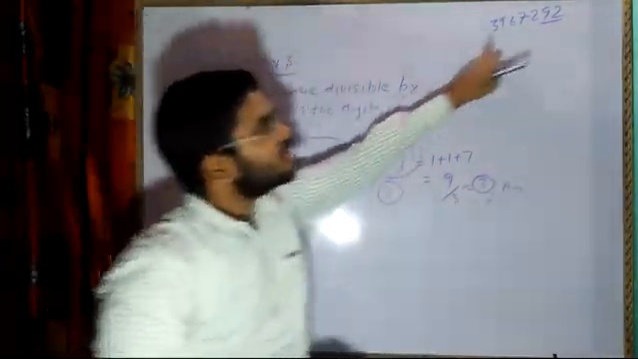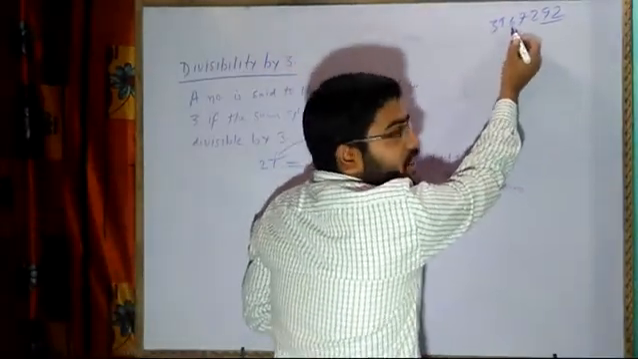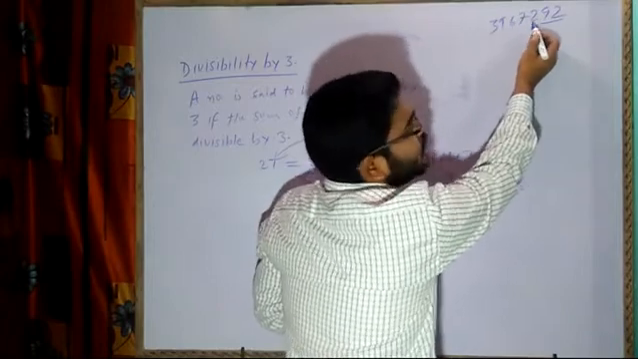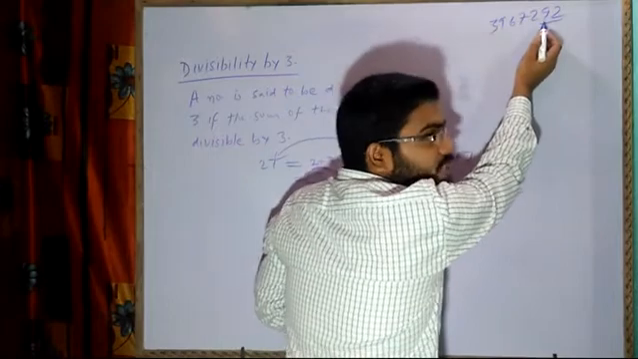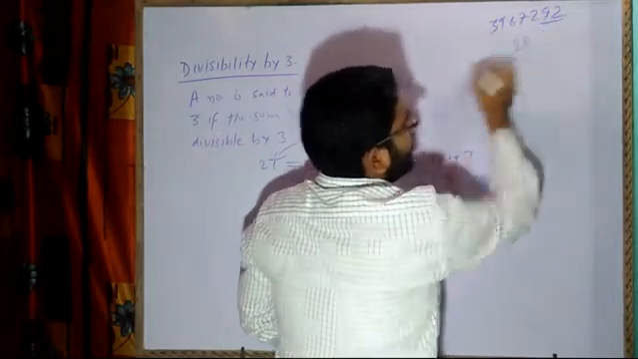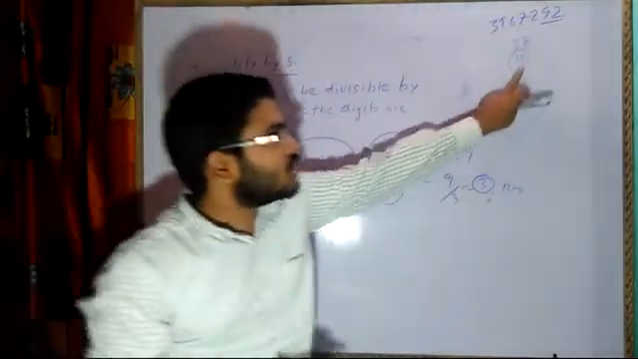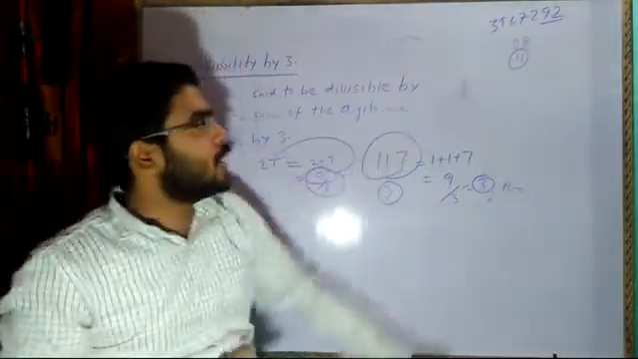Now let us see whether this number is divisible by 3. 3 plus 9, 12, 12 plus 6, 18, 18 plus 7, 25, 25 plus 2, 27, 27 plus 2, 29, 29 plus 9 is 38. Now, 8 plus 3 is 11. So, this number is not divisible by 3. So, this particular number will not be divisible by 3.